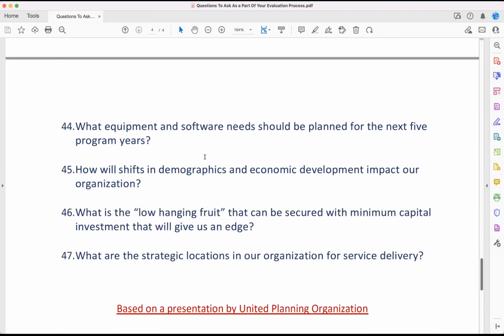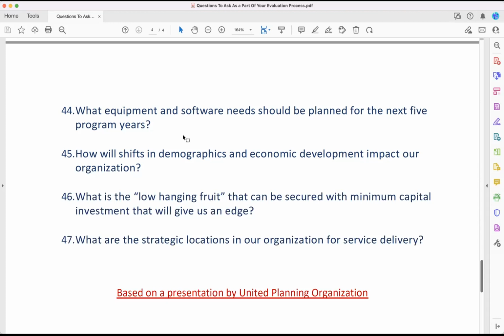And then something else that you want to think about, and we're getting a little bit towards the end of this part of our presentation, and we'll go on to the next part very quickly, is what types of software and equipment needs you might need for the next 5 program years.